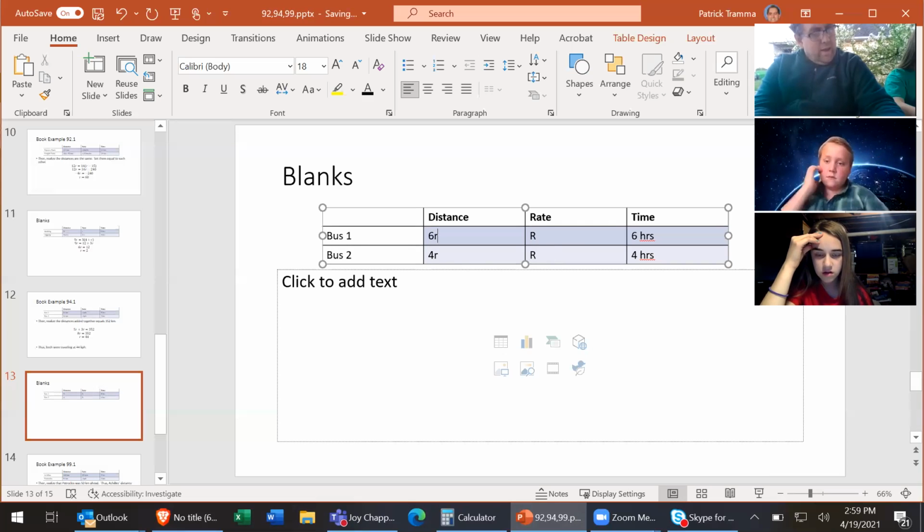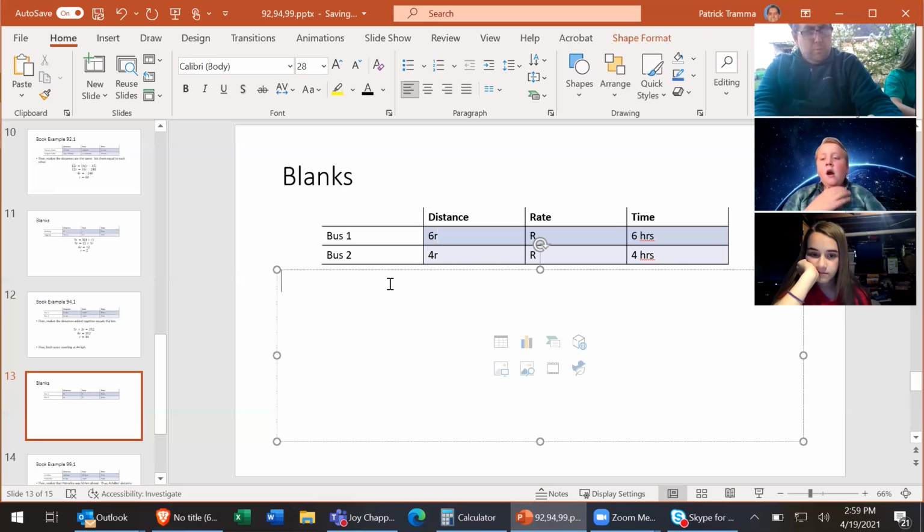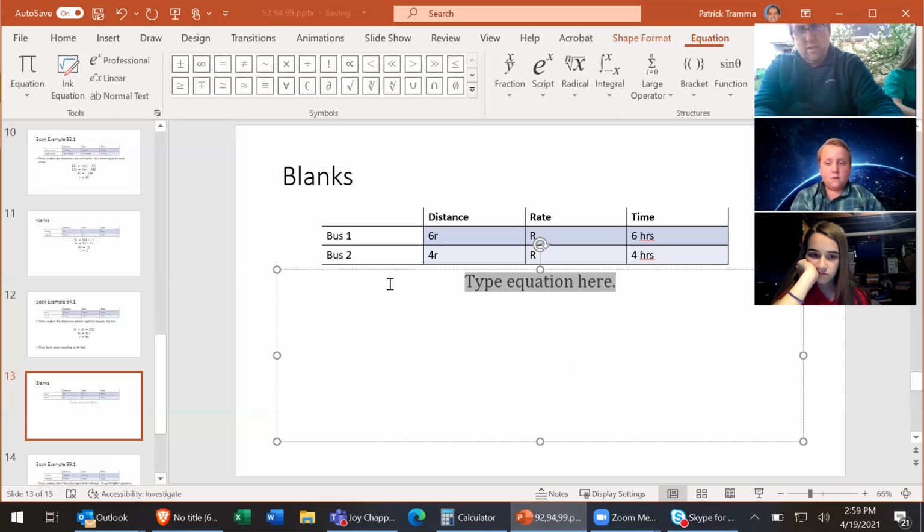There you go. Now, at the 6 p.m., at the same time that we're talking about here, the two buses were 500 kilometers apart. So how would we write that into our equation? They went opposite directions and they ended up 500 kilometers apart. I don't know how to write that. How would you write that?